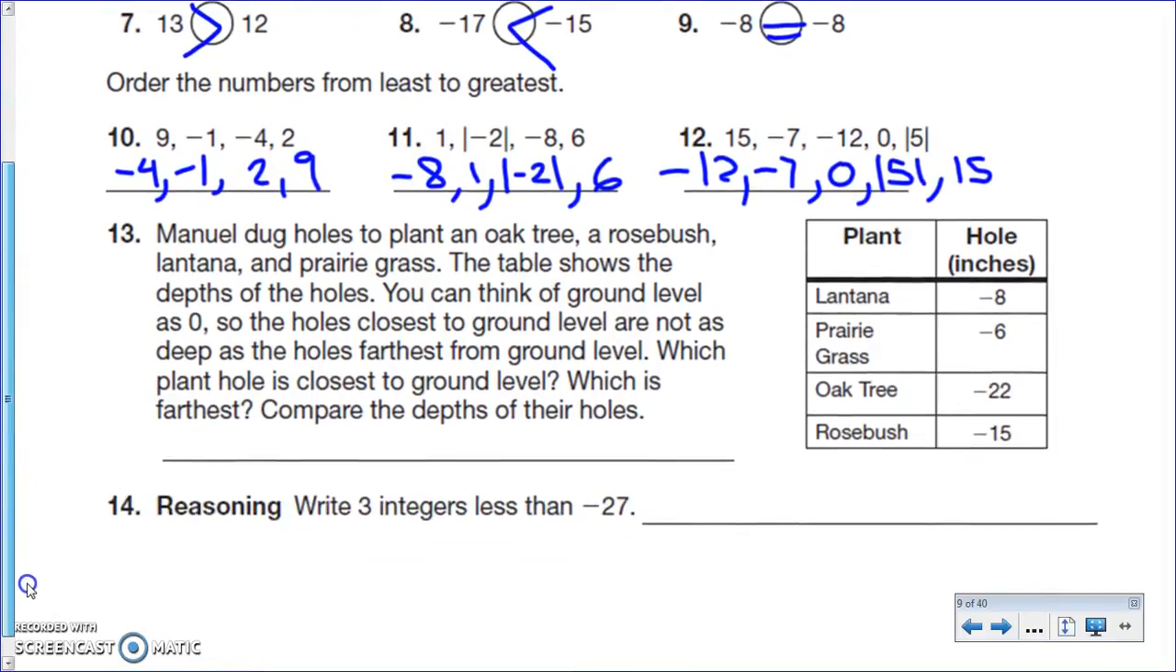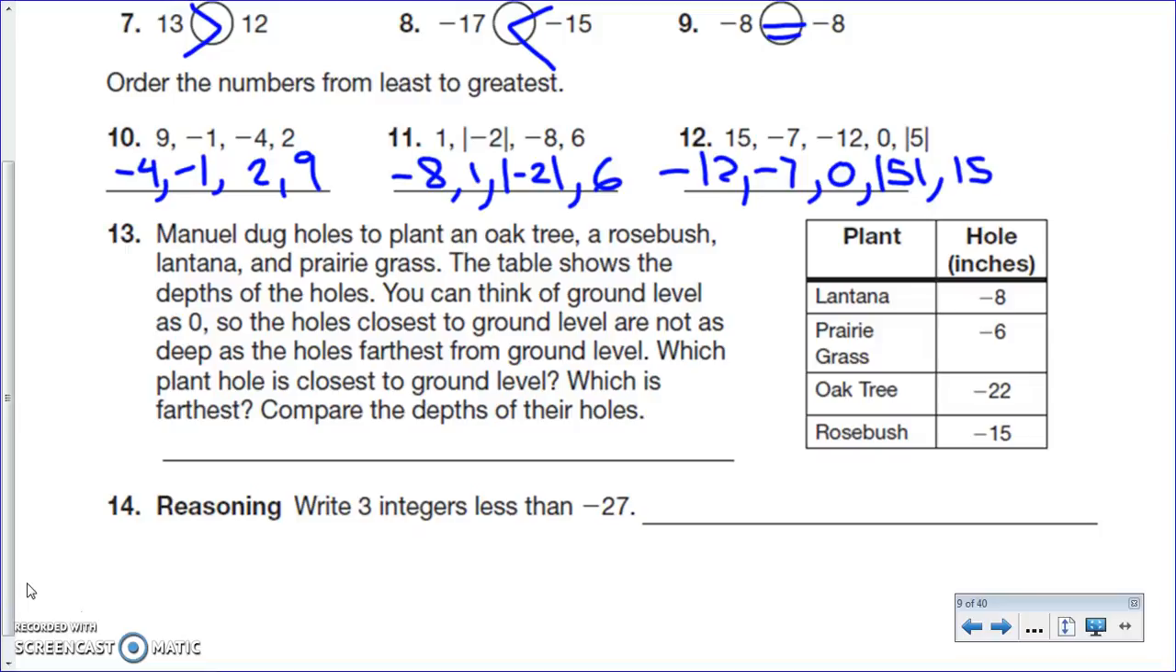For 13, Manuel dug holes to plant an oak tree, a rose bush, lantana, and prairie grass. The table shows the depth of the holes. You can think of ground level as 0, so the holes closest to ground level are not as deep as the holes furthest from ground level. Which plant hole is closest to ground level? Which is furthest? Compare the depths of their holes.